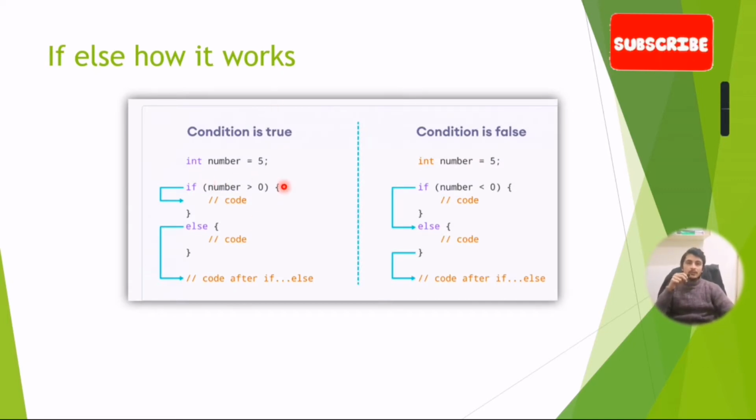If the number is greater than 0, it means the statement is true, so it will run this. If not, then it will run this. If that condition is false, it will skip the if code, read the else code first, and then the code after the if-else.